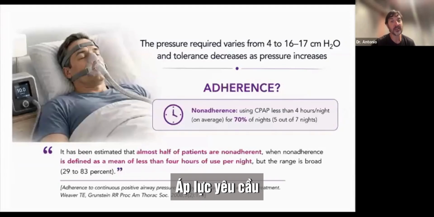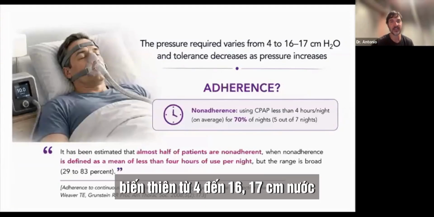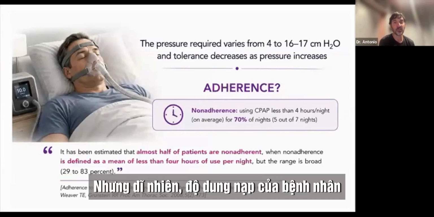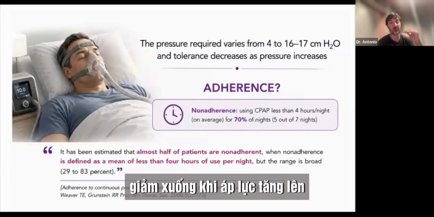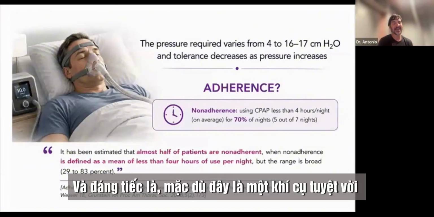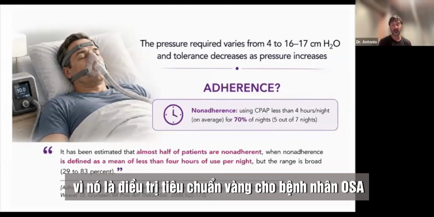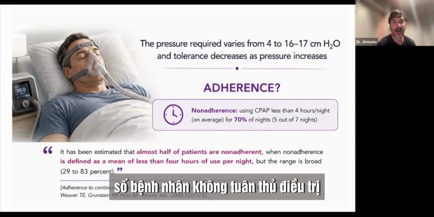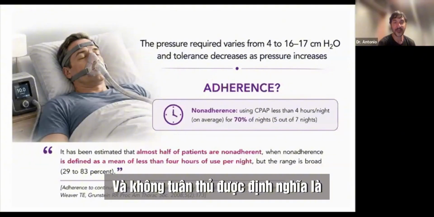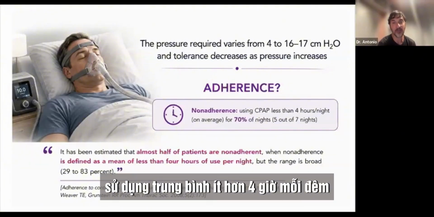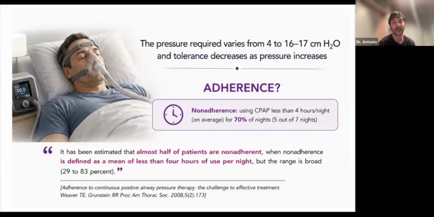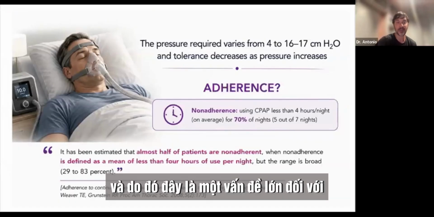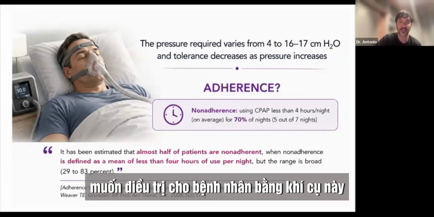The pressure required varies from 4 to 16 or 17 centimeters of water, but of course the tolerance decreases as pressure increases. And unfortunately, even if it is an incredible device, because it is the gold standard therapy for these patients, it has been estimated that almost half of patients are non-adherent. Non-adherent is defined as less than 4 hours of use per night. And so it is a big problem for the pneumologist who wants to treat this patient with this device.